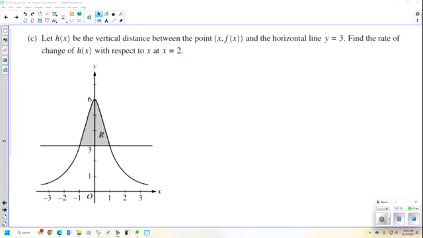All right. 4C. And I think problem 4 only has an A, B, and C. There is no D, so we are done after this. C reads, let h of x be the vertical distance between the point x, f of x, and the horizontal line y equals 3. Find the rate of change of h of x with respect to x at x equals 2. Okay, let's establish what they've given us, because I think there could be a little bit of confusion here when you first read this. Okay, we know that this is f of x, okay?